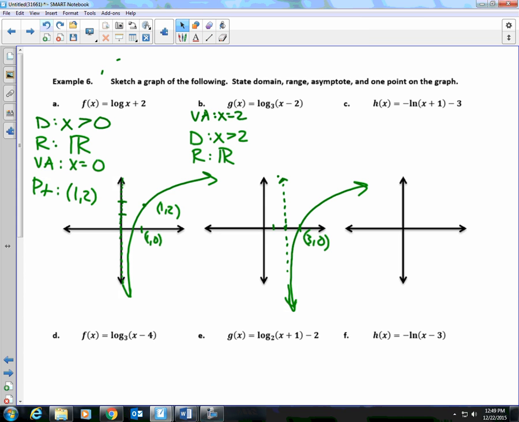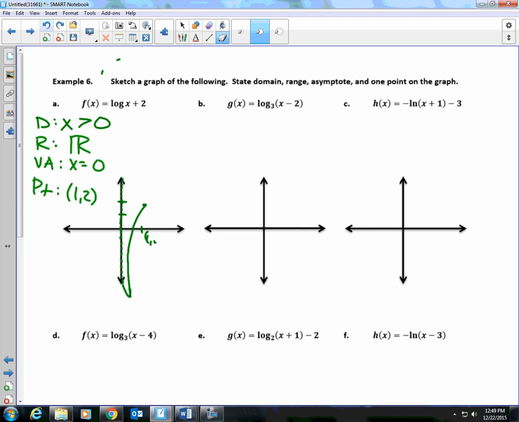All right, what's different about C? Okay, we got a natural log, which really won't change things. It's just a different base, but we have the negative on the outside. What does the negative on the outside do? Vertical flip. How about the +1 and the -3?